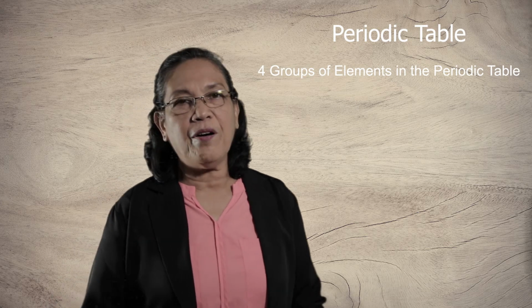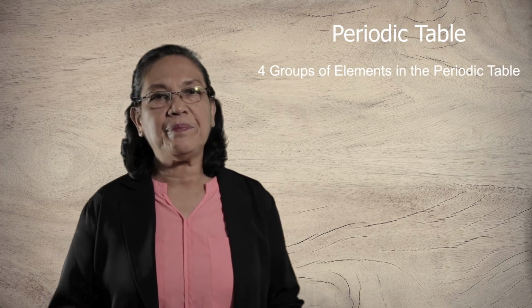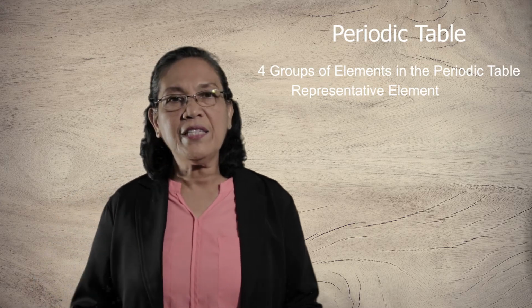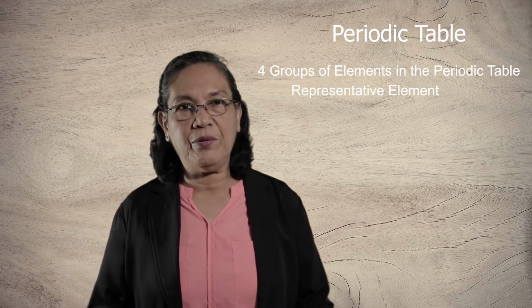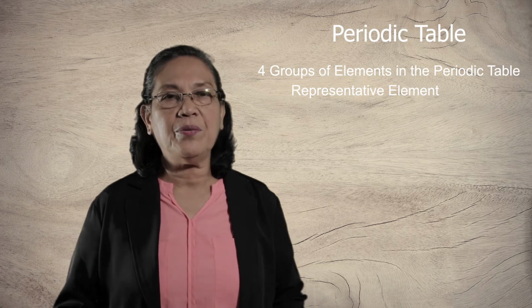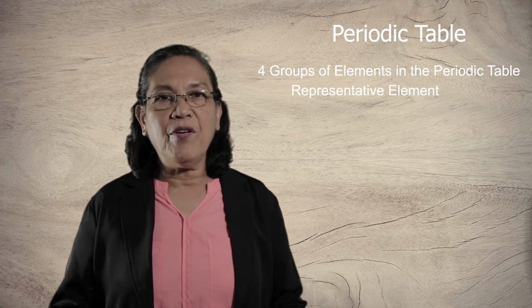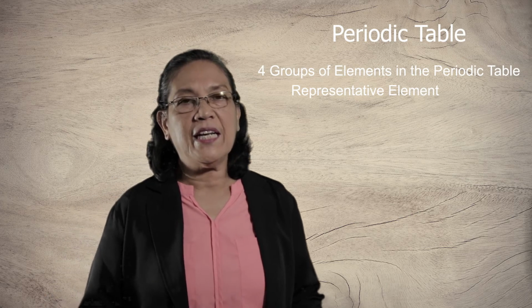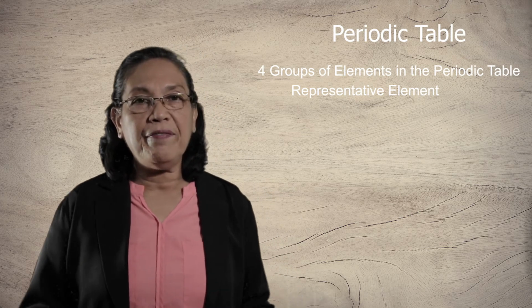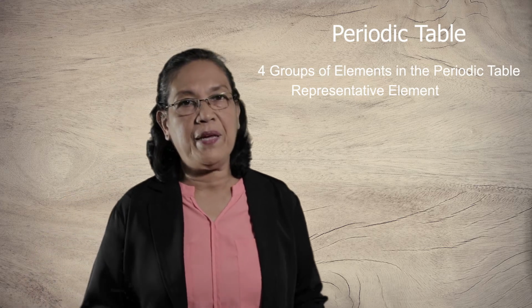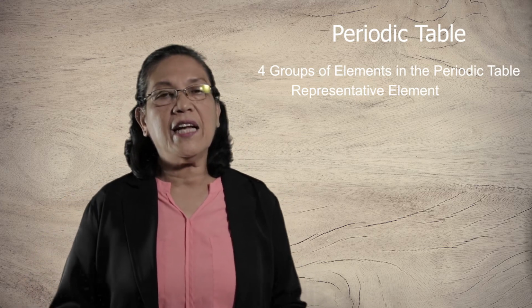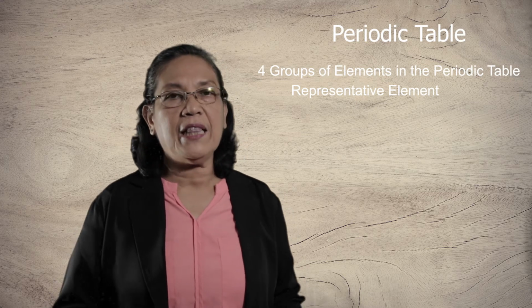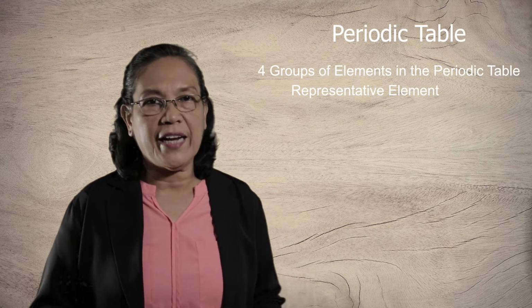The first group of the elements in the periodic table is the representative elements. Now, these representative elements include the 1A, 2A, 3A, 4A, 5A, 6A, and 7A elements. These elements will fill up the s and the p orbitals, and there is one energy level which is incompletely filled up with electrons.